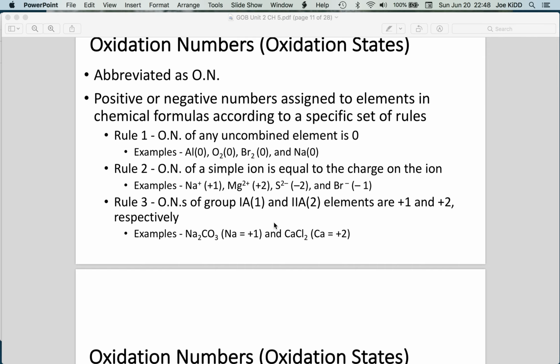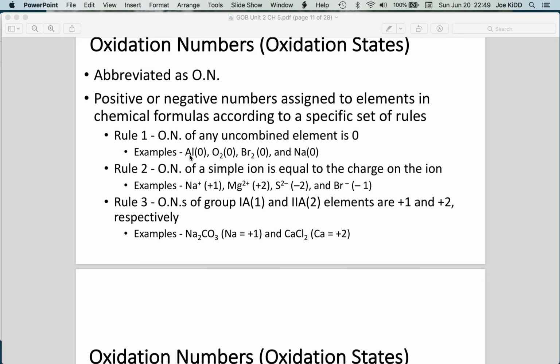So the first rule is any uncombined element will always have an oxidation number of 0. When we say an uncombined element, what we're going to think about is basically having that element or that atom or atoms in its elemental state.